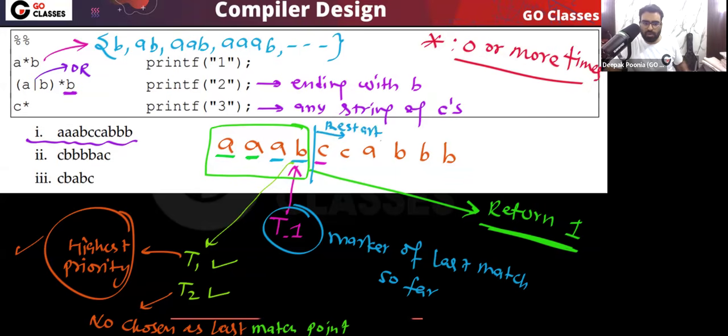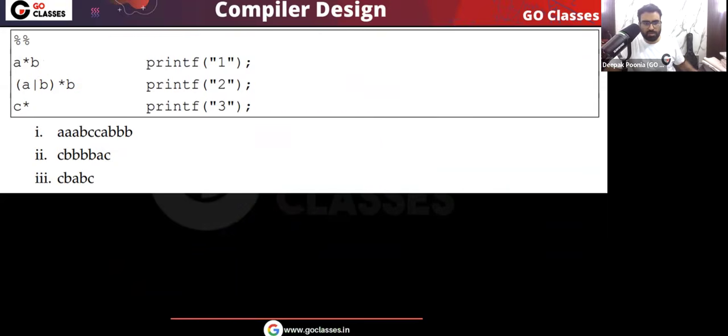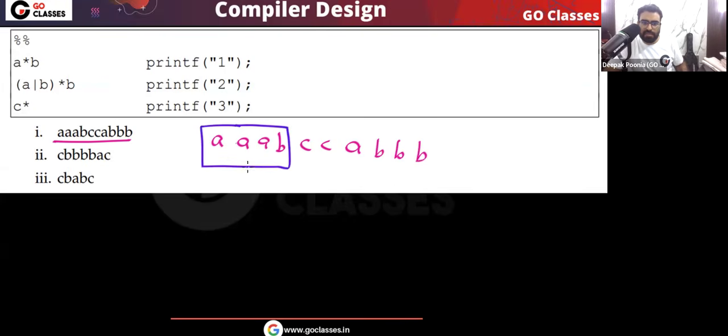Okay. So, let's do it on the next page. You can see for this string A, B, C, A, triple B. So far what we have seen is that this is the lexeme, and for this, the token is already generated. So in the output, we will print 1. We have already printed 1. This is the lexeme that we already found. Now we will restart from here.